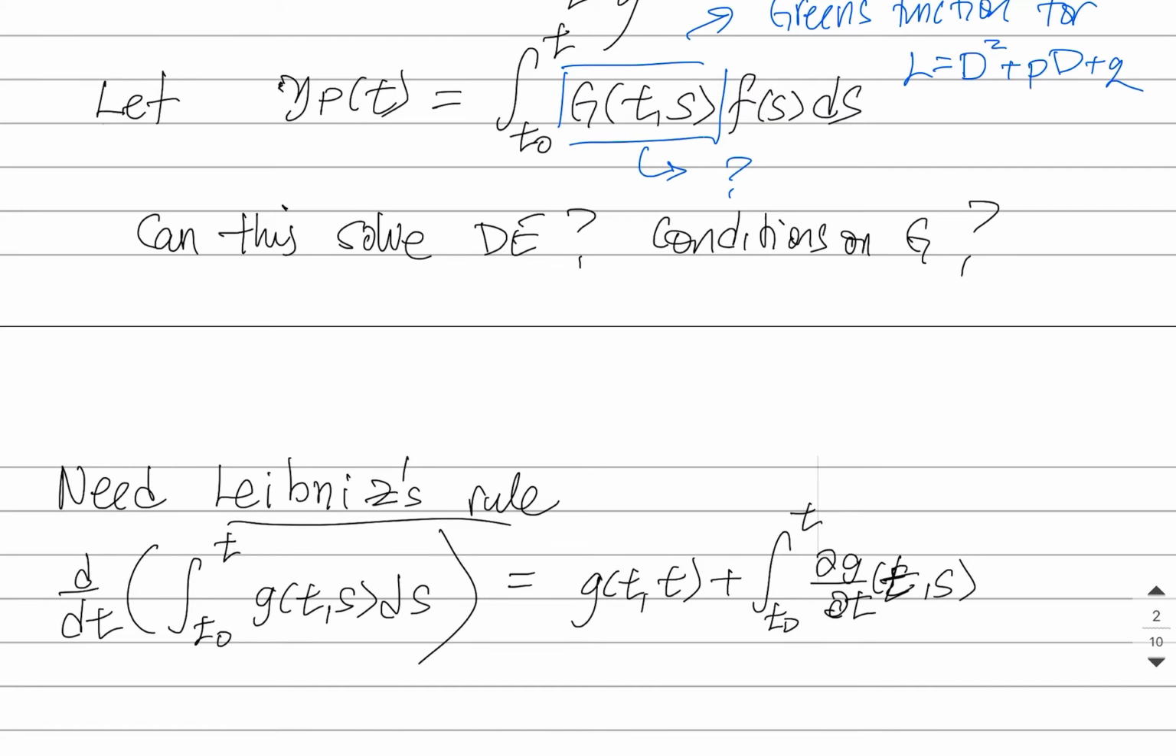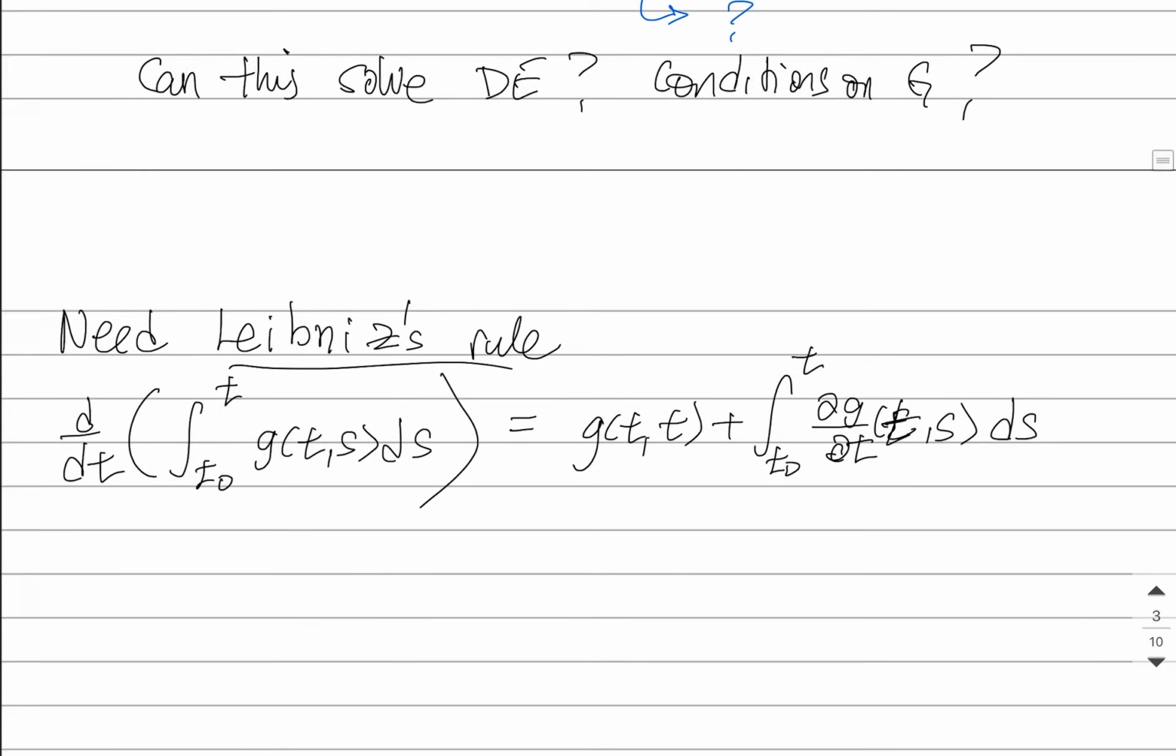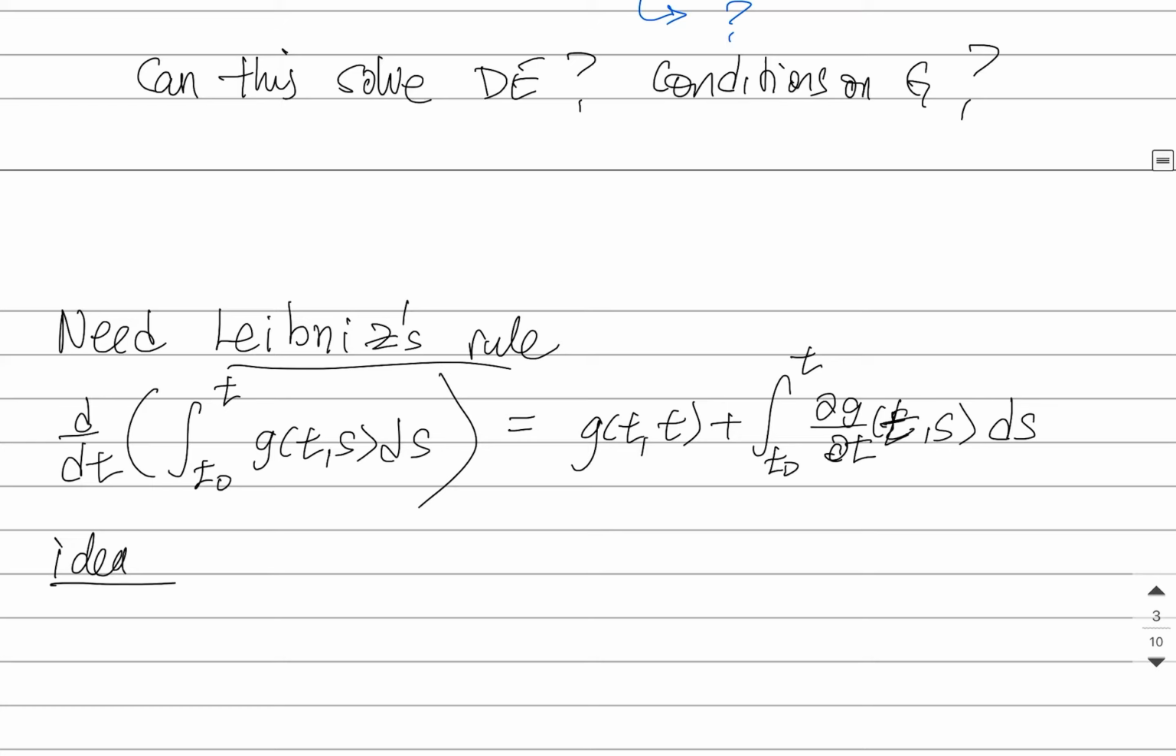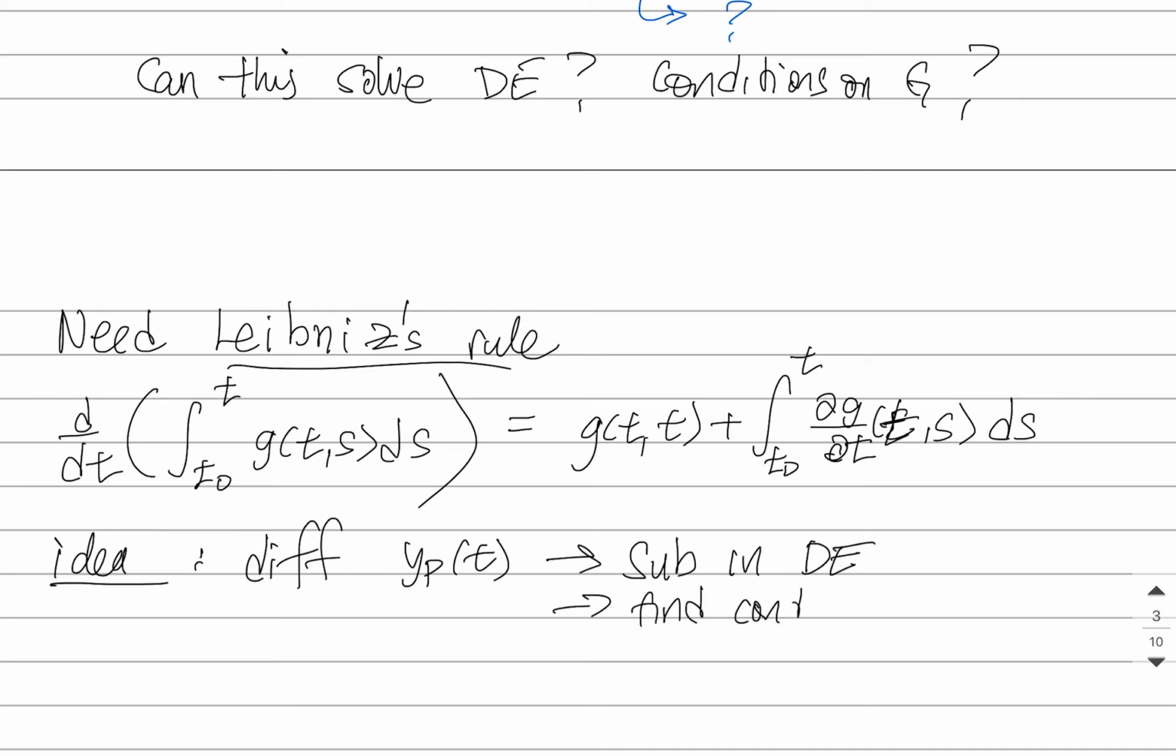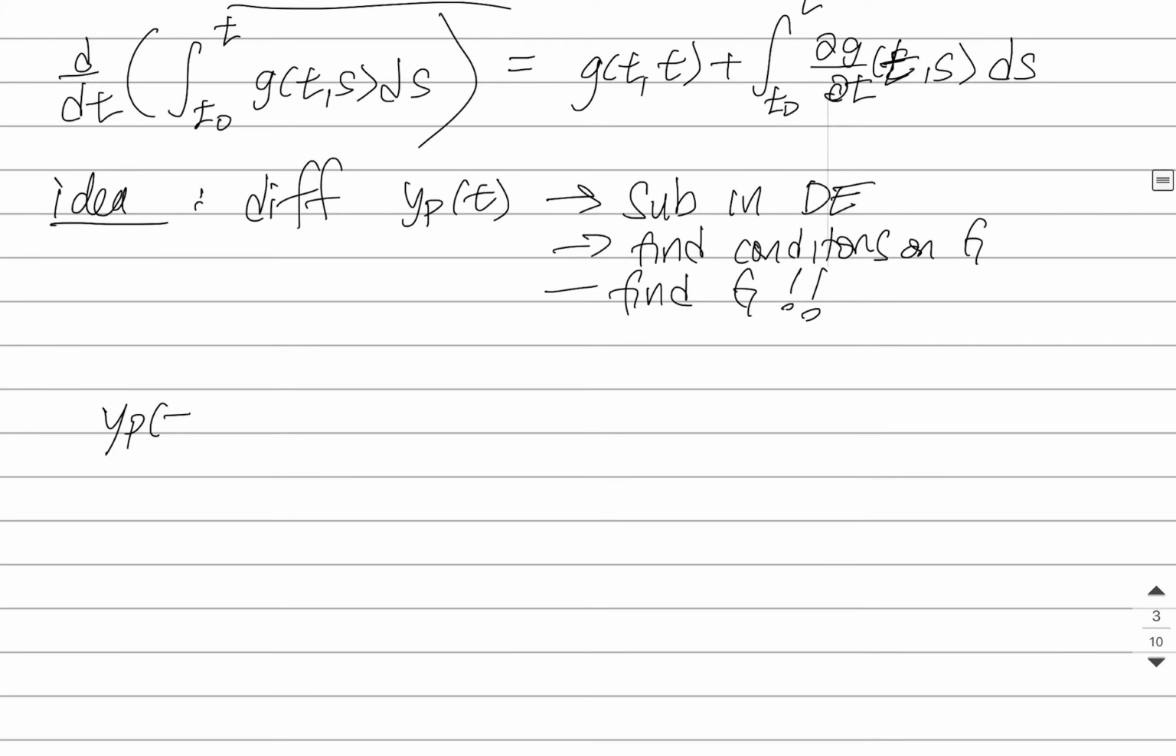And so that's fine. So the idea is we are going to differentiate this expression for y_p(t). We're going to sub it into the DE, and then we're going to try to find conditions on g, and then we're going to try to find g. So here again is our integral expression for the particular solution.